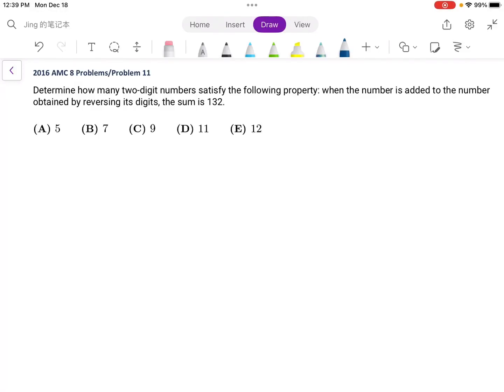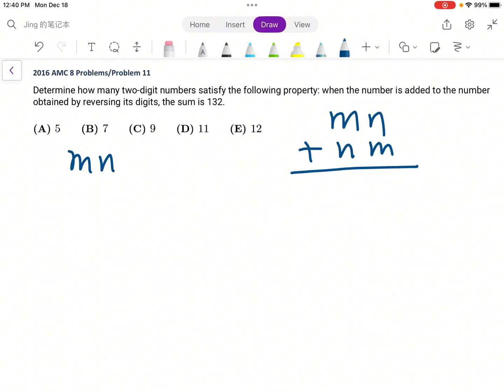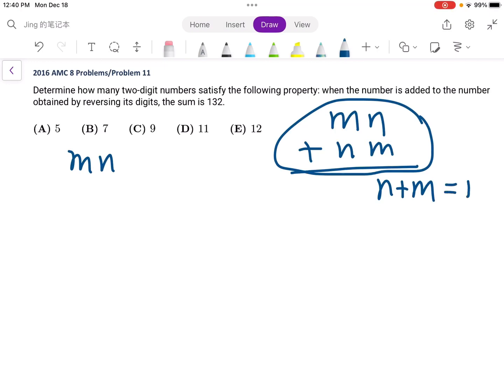Problem 11. Let's assume the two-digit number is mn. So for mn plus nm equals 132, then the single digit place m plus m must be larger than 10, because otherwise this will end up being a two-digit number. So if it's larger than 10, then it should be 12, because 132 here ends in 2.